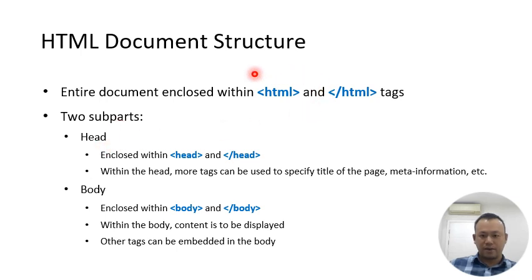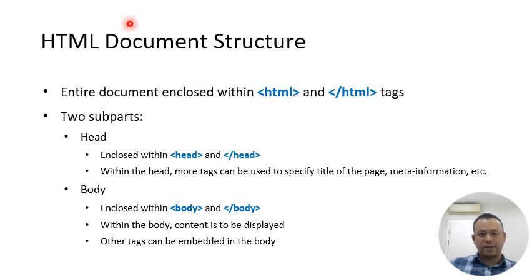And we have the html tag. This is the opening tag and this is the closing tag. The HTML element is the root element that contains the entire HTML content, one entire document enclosed within the two tags, html and slash html, here and here. And it often contains two parts, head and body.